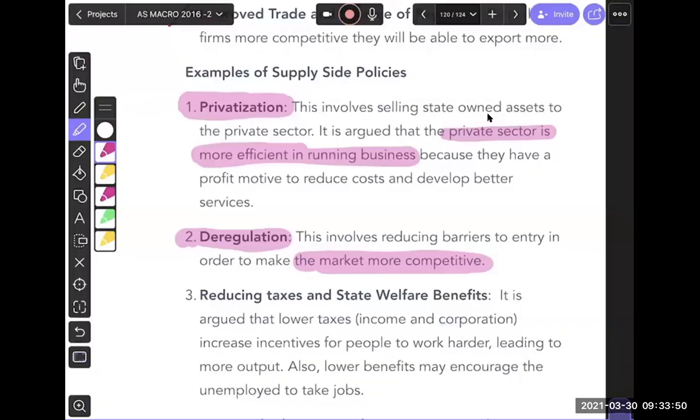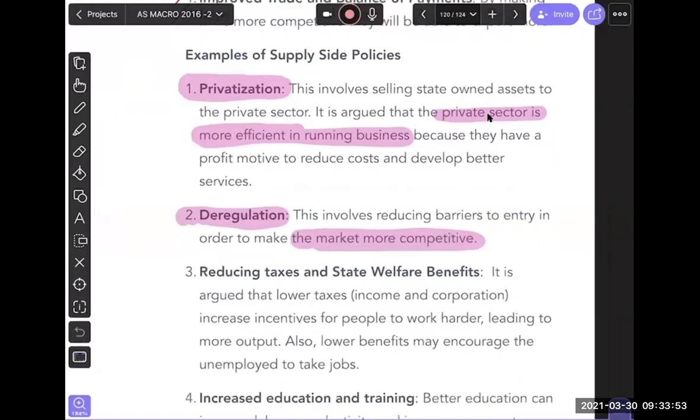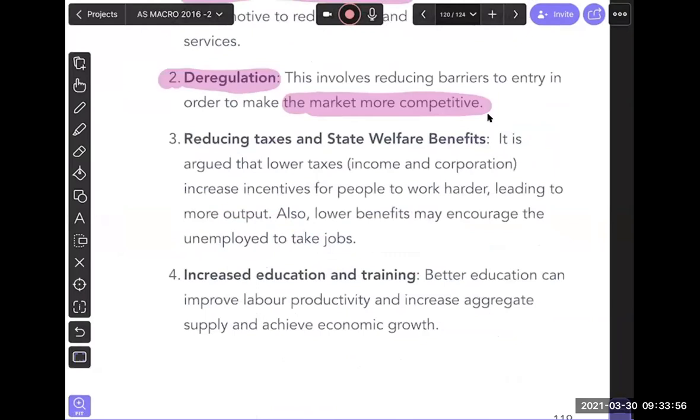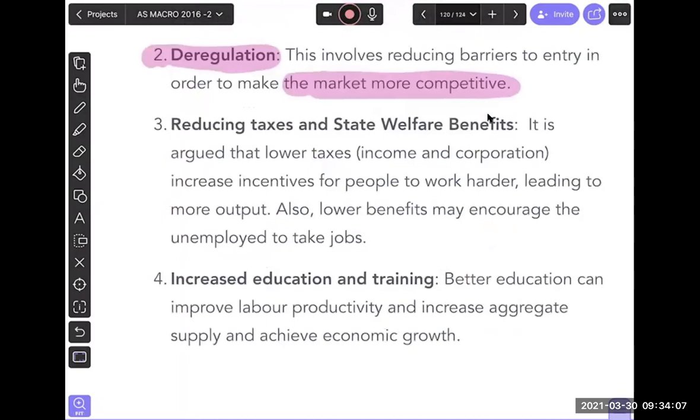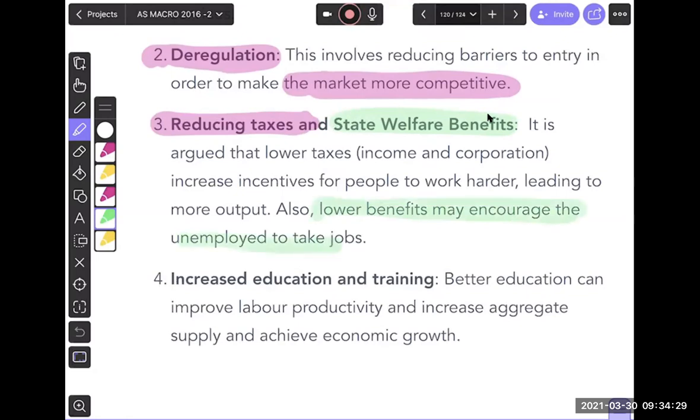The third thing we do is called reducing taxes and state welfare benefits. Just going back, deregulation is basically making more competition happen. Third is having a lower involvement of the government by reducing taxes, because remember, taxes can have a disincentivizing effect where people do not have an incentive to work because they feel they will be taxed too heavily. Similarly, reducing state welfare benefits like unemployment benefits is another way forward, because lower benefits may also encourage the unemployed to take more jobs.